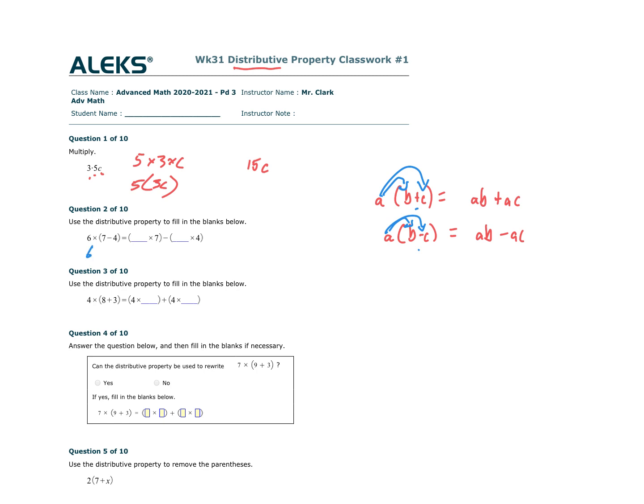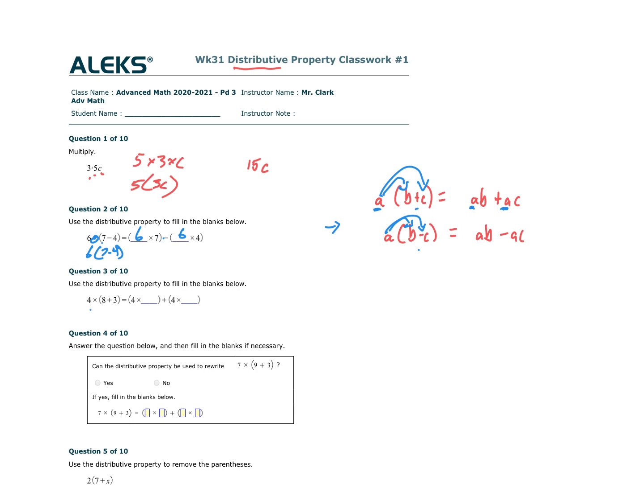Here we have 6 times (7 minus 4), just written in a little different form with the multiplication sign. You don't really need that. Okay, so if we look over here at our distributive property, this is the same as, well, the a is our 6. So we have 6 times 7 minus 6 times 4. See how we did that?